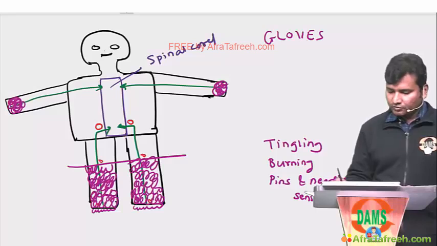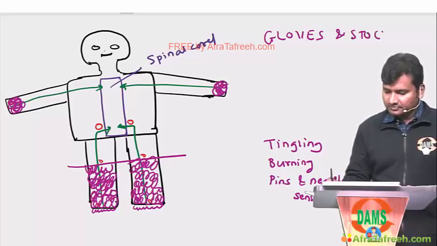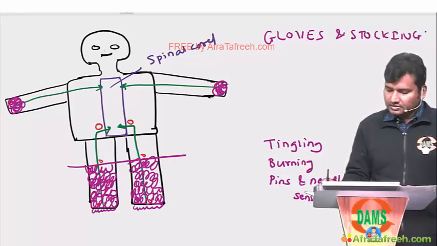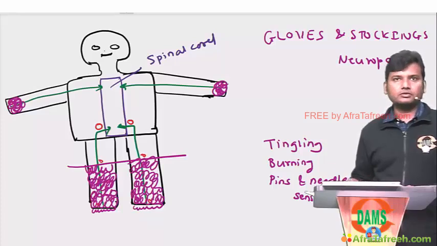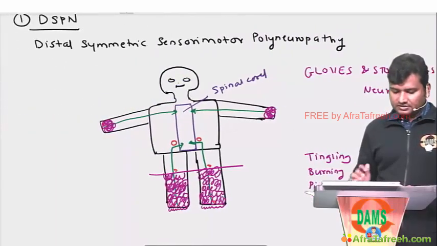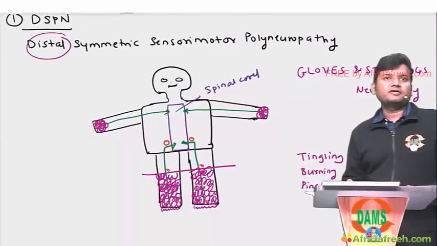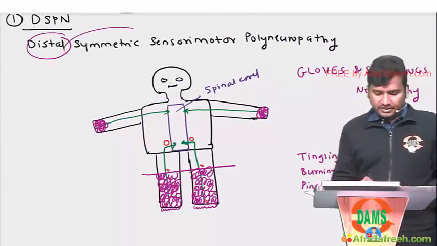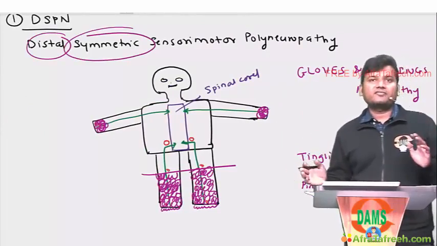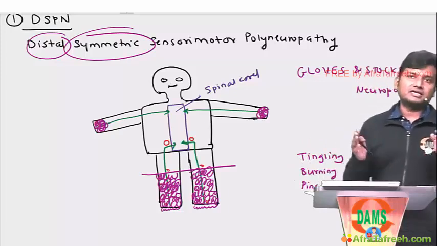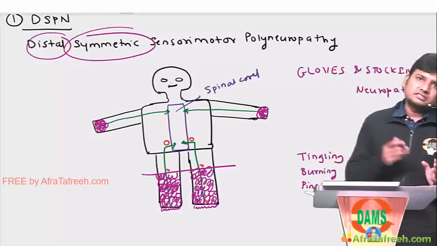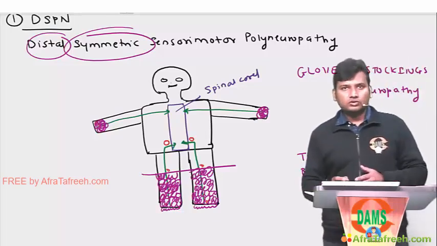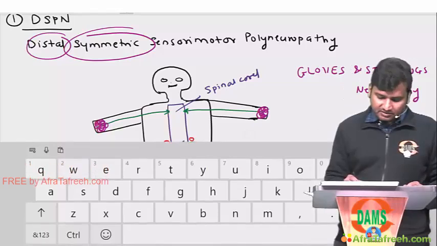And this type of neuropathy is called gloves and stocking neuropathy. MCQ. Now see this. The distal part is affected first. So it is distal. Symmetric: both sides, right and left, are affected equally and symmetrically at the same time. Sensory nerves and motor nerves both are affected, so it is sensory motor.